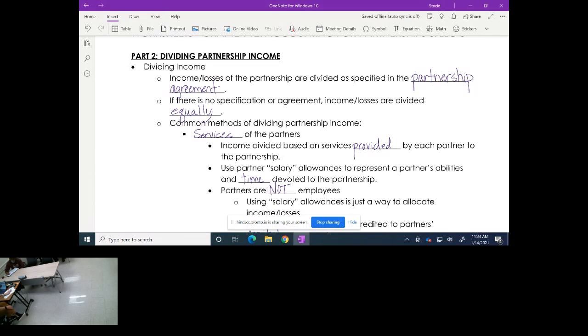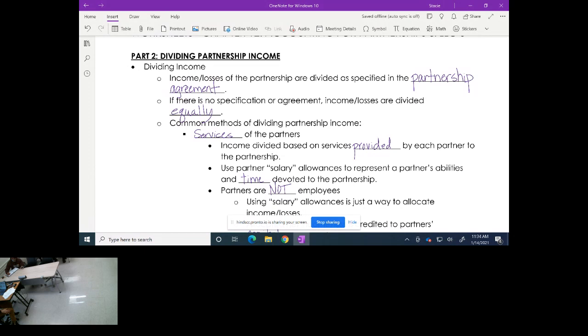That's what we're talking about. They should dictate in the partnership agreement how they're gonna split that up. If they don't, then it's split equally. If you have two partners, it'll be 50-50. If you got three, each gets the same.